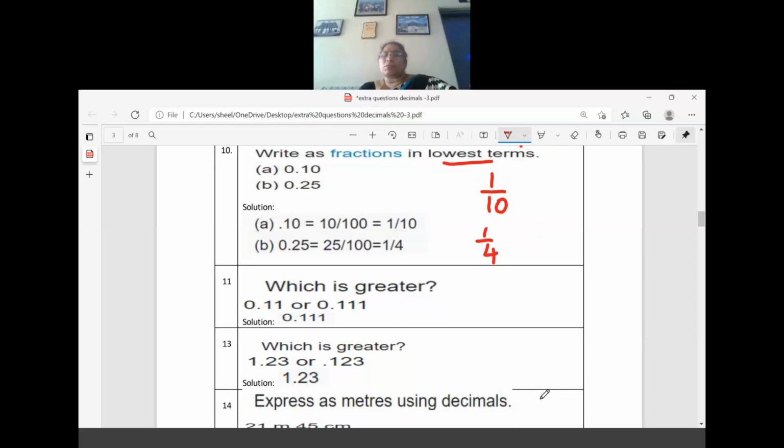Okay, which is greater? We already discussed this question. 0.11 and 0.111 only. So 0.11 and 0.111 are not like decimals. So how to make them like decimals? Add the 0. Now without the decimal point, you know that it is 110 and 111 only. So which is the greater number? 0.111. Similarly 1.23 or 0.123. Before the point, 0 only is there. So before the decimal, the first whole number is 1, the second whole number is 0. So which is greater?